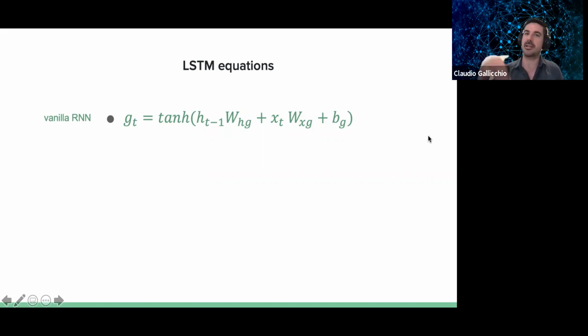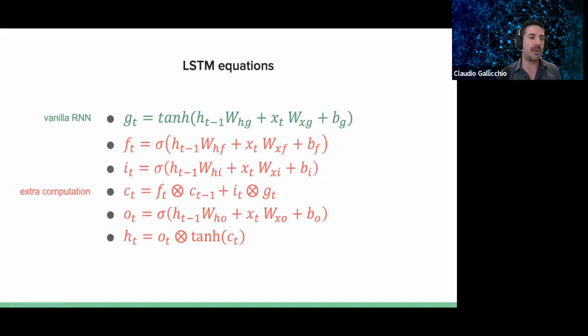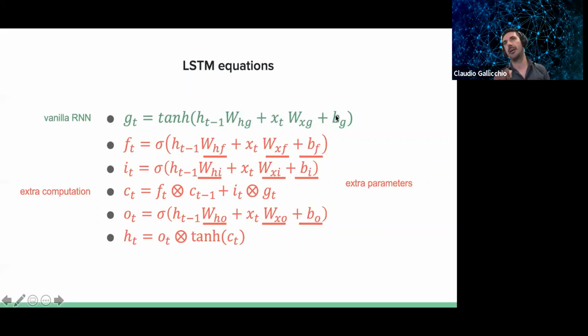Just this equation, at least in the state update. And now this is what we are adding, okay? So we add a lot of extra computation and a lot of extra parameters. So we add only, let's say, one, two, and three tunable matrices or vectors of parameters. Now we are adding a lot of extra parameters, okay? Like we can see here.